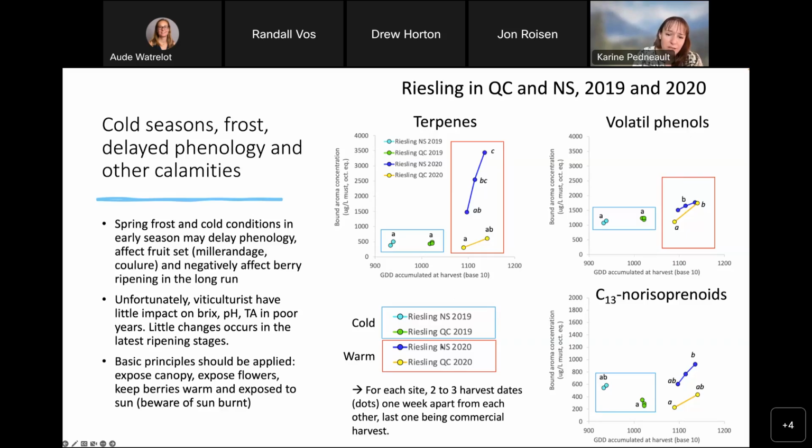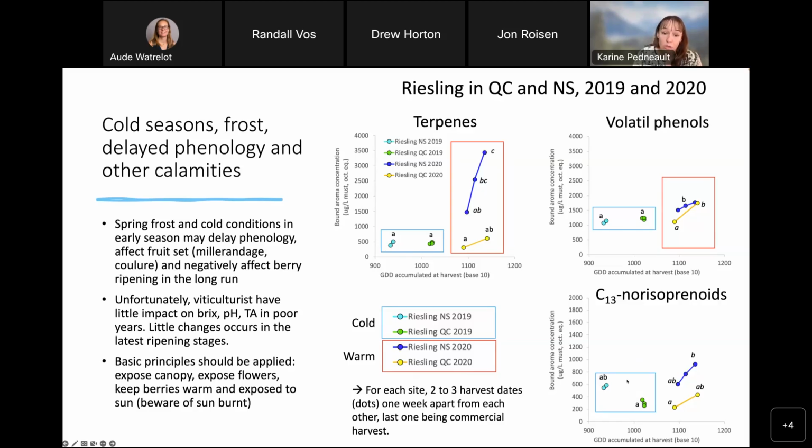To show that point, I'm showing you here the evolution of changes in terpenes, volatile phenols, C13 isoprenoids in Riesling in 2 seasons. 2019 was a cold season, and 2020 was a warm season. We've been sampling 1 week apart. Those little dots are 1 week apart, but because I present it as growing degree days accumulation, there's very little accumulation between those dots. So in the cold season, there's not much going on at the end, unfortunately. Even though you leave the berries in the field, it's likely that nothing more will happen.